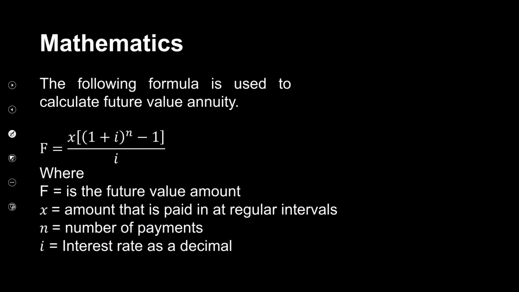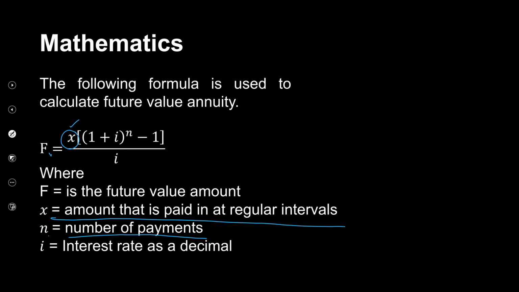Now, the following formula is used to calculate the future value annuity. Remember, it's F. Some people prefer using FV. Really, it's entirely up to you. As long as the F is there, what you add next to it does not really matter. And then it's X, which we know is our monthly payment, or the amount we pay at regular intervals. And n will be the number of payments.